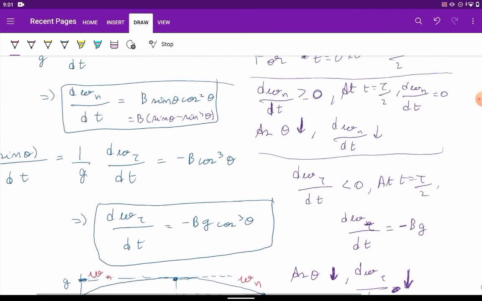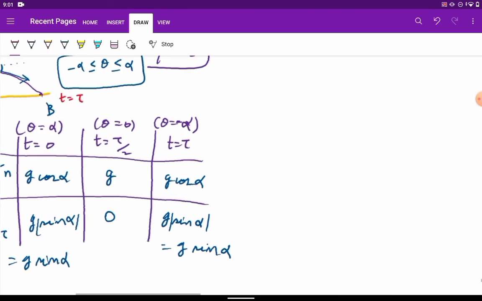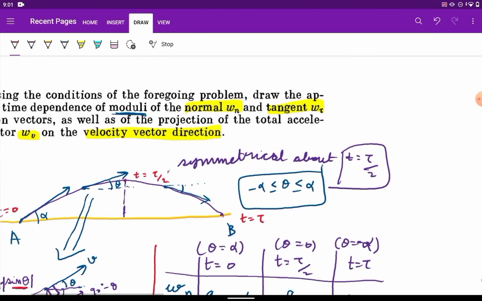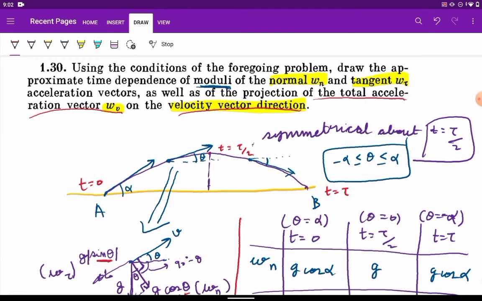Now we need to go to the second part of the question, which is fairly simple once this part is done, which is we need to see what is the projection of the total acceleration vector wv on the velocity vector direction. Okay, this is similar to the tangential acceleration, but instead of the modulus they are asking the projection. So this is quite simple to understand. It should be in the velocity vector direction.